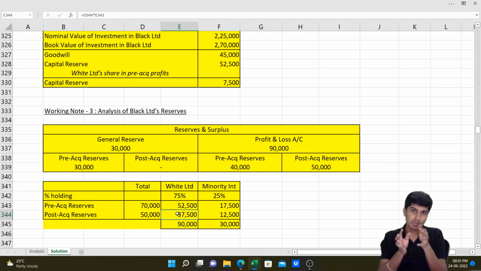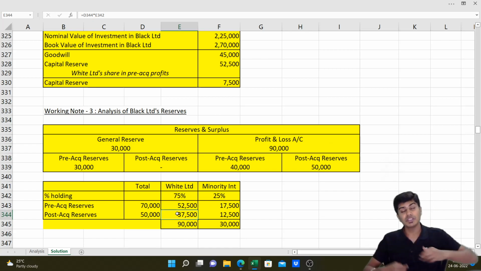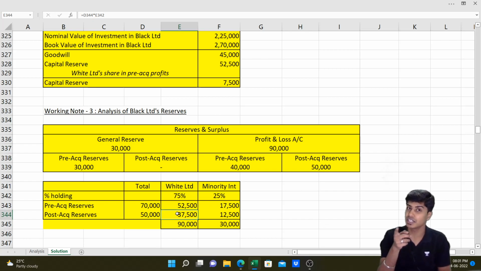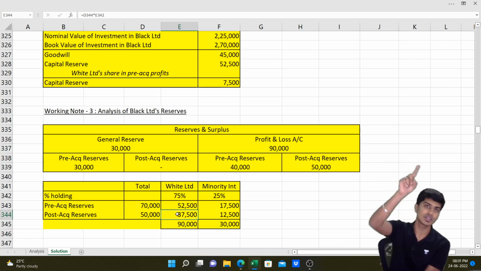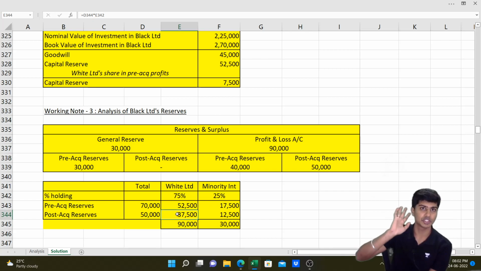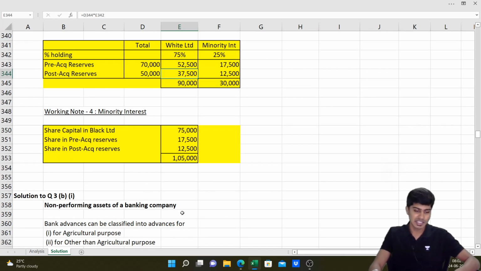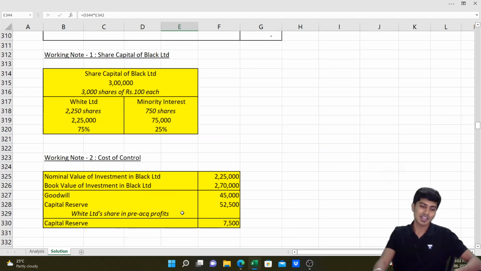Minority, we take pre and post both at one place. However, with regard to holding company, the pre-acquisition reserves will be taken and adjusted against cost of control or investments to find goodwill or capital reserve. On the other hand, the post-acquisition reserves will be taken in reserves and surplus in normal computation of the rest of the reserves and surplus. Got it? So by this we are done with analysis, minority interest as well as cost of control.